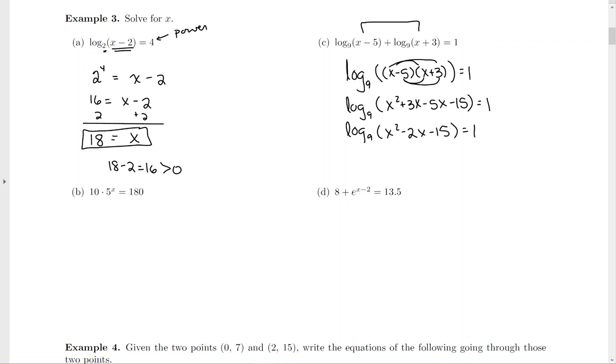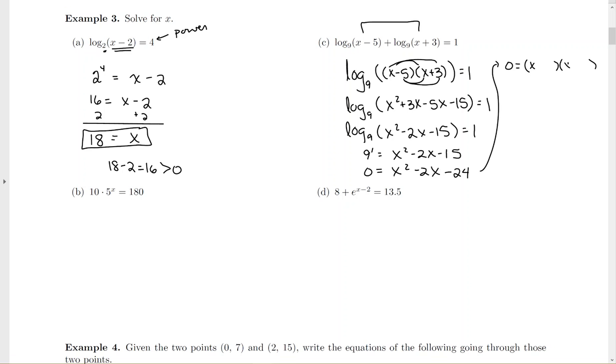And then, again, you have to use your base of your logarithm to help you rewrite. You can't just drop off the word log 9. So it's 9 to the 1 equals x squared minus 2x minus 15. This is a quadratic, so you need to set it equal to 0 and then try to factor it. So subtract 9 from both sides. So a negative 15 and a negative 9 give me negative 24. I'm going to bring it up here and then factor it.